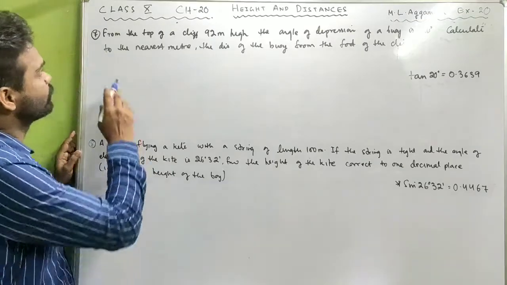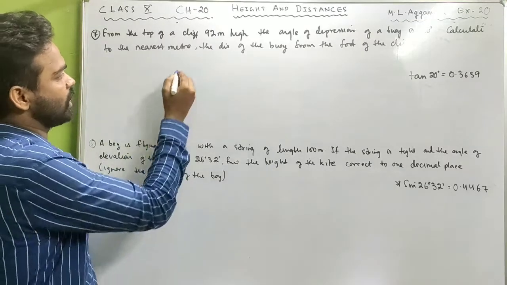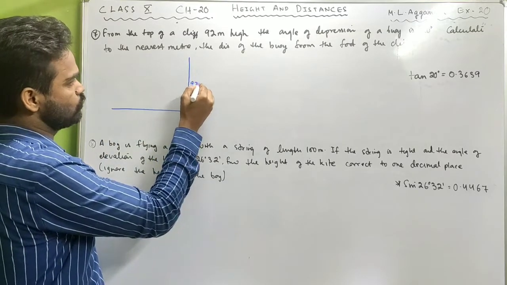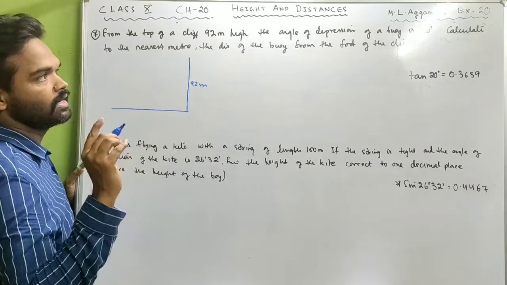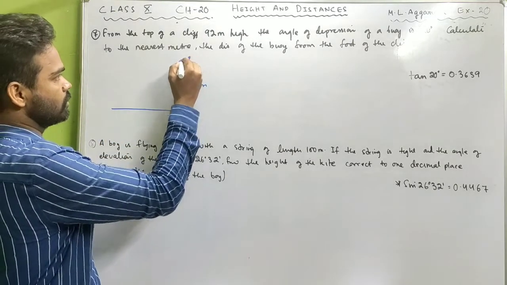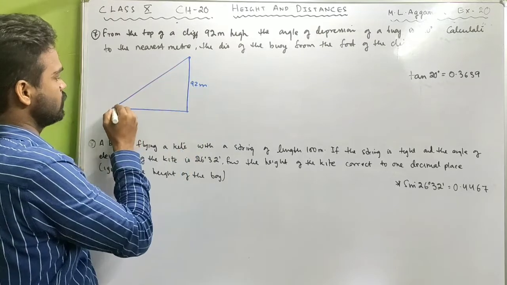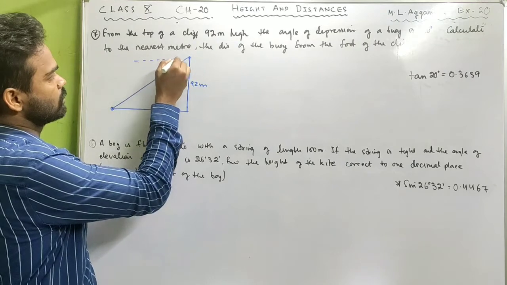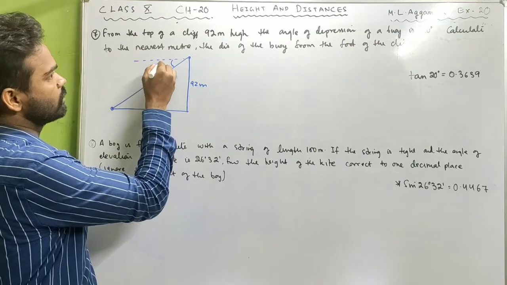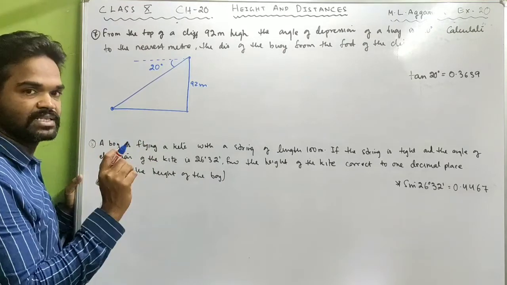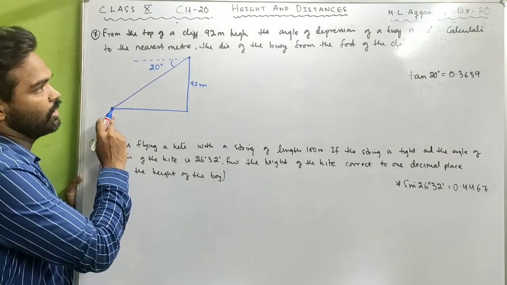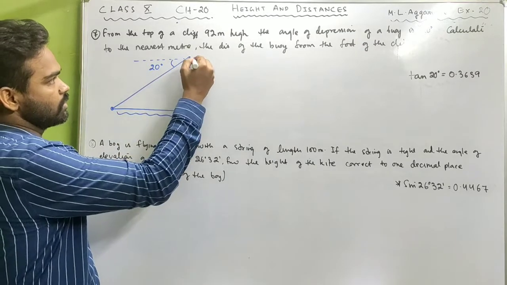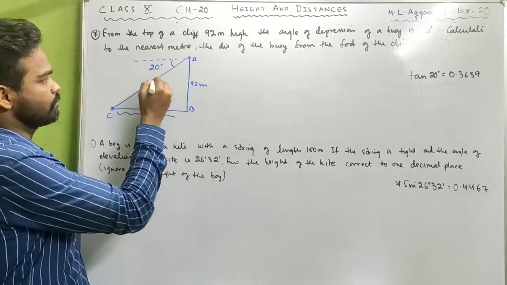Now look at sum number 7. From the top of a cliff 92 meter high, so I'll draw the diagram. See, this is 92 meter high. The angle of depression of a boy is 20 degree. So from here, if you see here, the angle of depression, which means this angle is 20 degree. Calculate to the nearest meter the distance of the boy from the foot of the cliff, which means they are asking this distance. So A, B, C.